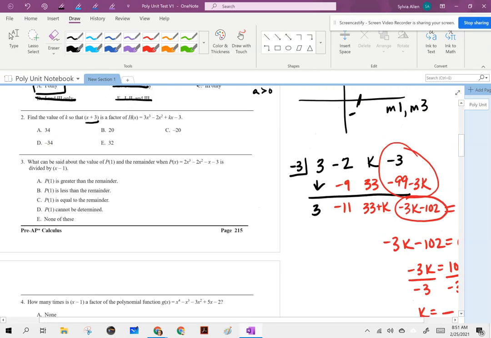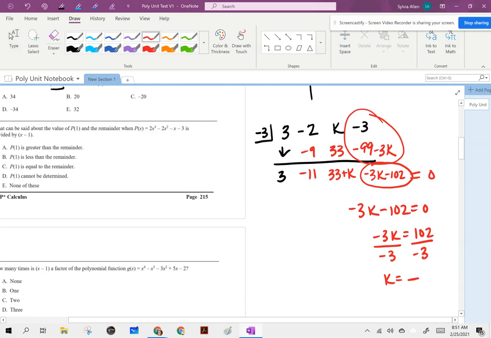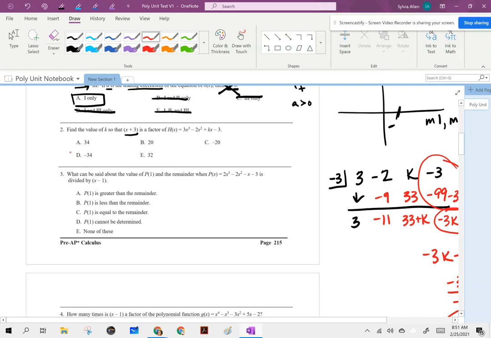And then let me look at my answer. Okay, they're looking for the values. 3 goes into 10 3 times with 1 left over, so that would give me negative 34. So in this case, D would be the answer for that.